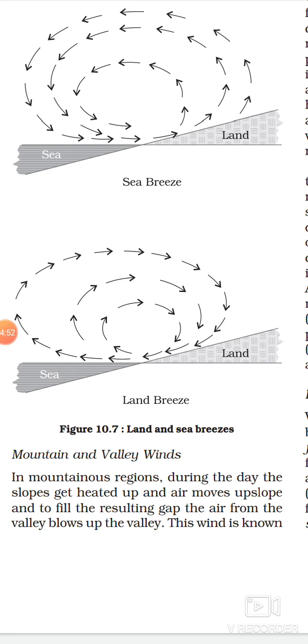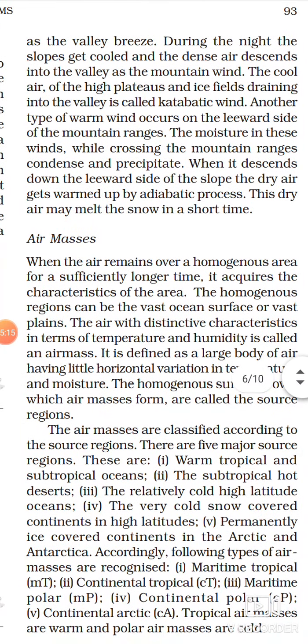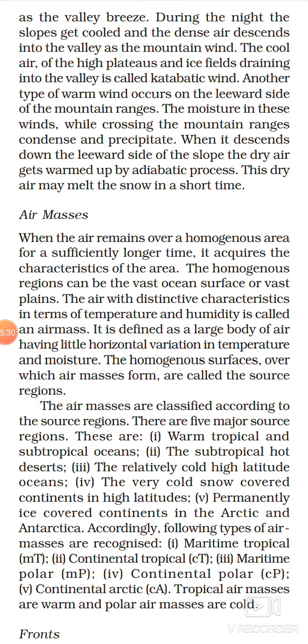So during the daytime when the valleys get heated up, air moves up the slopes of the mountains, and the air from the valley blows up the valley. This wind is called the valley breeze. During the night, the slope gets cooled and the dense air descends into the valley as the mountain wind. The cool air of the high pressure plateaus and ice fields draining into the valley is called a katabatic wind.